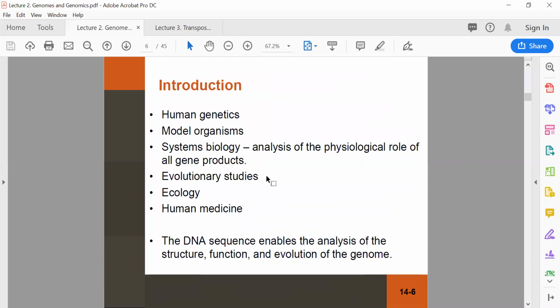Genomics has also opened up new avenues of study in evolution and in ecology, and even in the area of human medicine. Has anyone seen that very old movie, I think it was a 1997 movie called Gattaca? Anyone ever seen that movie? No? I think it was G-A-T, Gattaca. If you get a chance to see it, this is really mind-boggling.